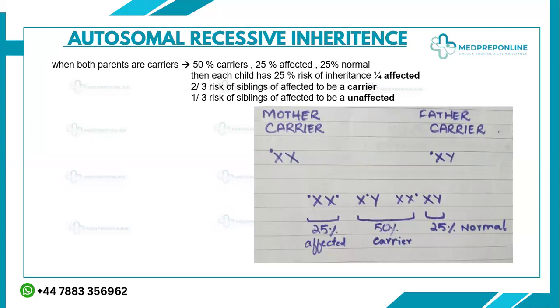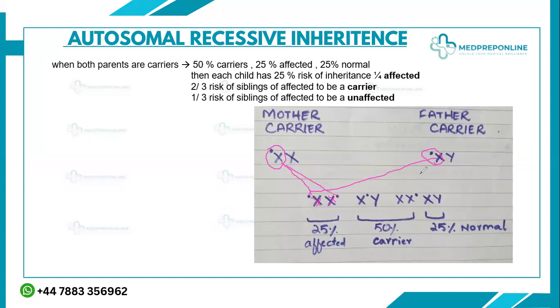All right, so when both parents are carriers, what will happen? If you see over here, when both parents are carriers, what is going to happen? The mother is a carrier, so you can see over here XX, but only one genetic mutation is there. That means she's a carrier. The father is a carrier, so again only one genetic mutation is there. When you do the cross, what will happen? When you make the cross like this, you can see X mutated, so we get one affected, because both gene mutations are there.